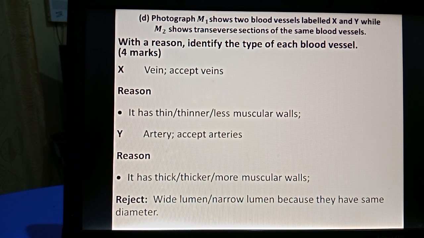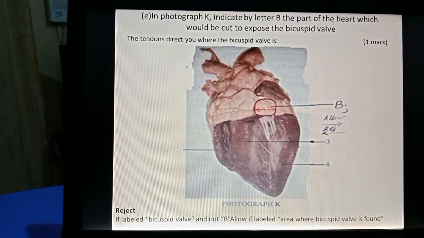Y is artery. Accept arteries. Reason, it has thick muscular walls, or thicker or more muscular. Reject wide lumen or narrow lumen because they have the same diameter. So you cannot use the lumen there. If you measure the diameters of those photographs, they are the same. In photograph K, indicate by letter B the part of the heart which would be cut to expose the bicuspid valve.